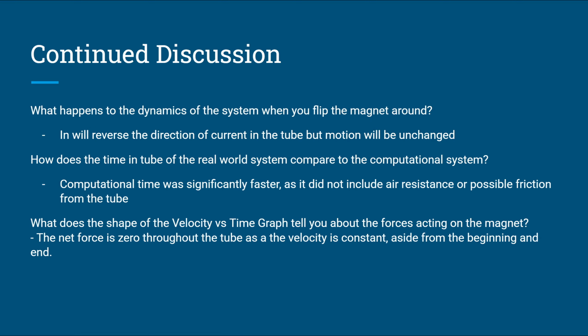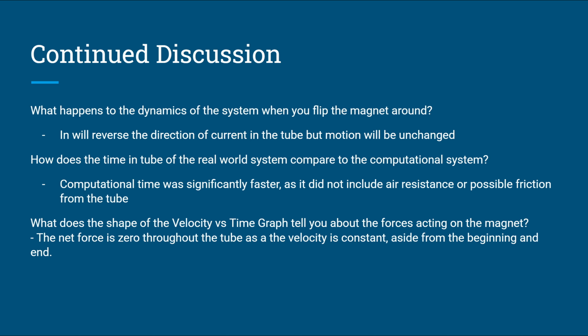So, a few continued discussion questions. What would happen to the system as a whole if we flip the magnet around? Well, you might think it would fall faster, but no, it will reverse the direction of current, but the motion remains unchanged. The flux will reverse the direction of current, but the magnetic force will still act in the opposite direction of the magnetic force produced by the magnet, still acting as a brake. So the motion will remain unchanged.